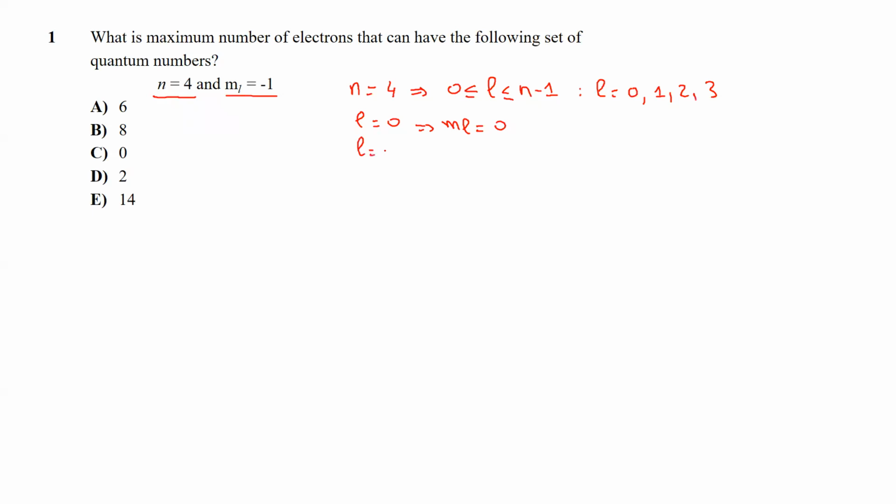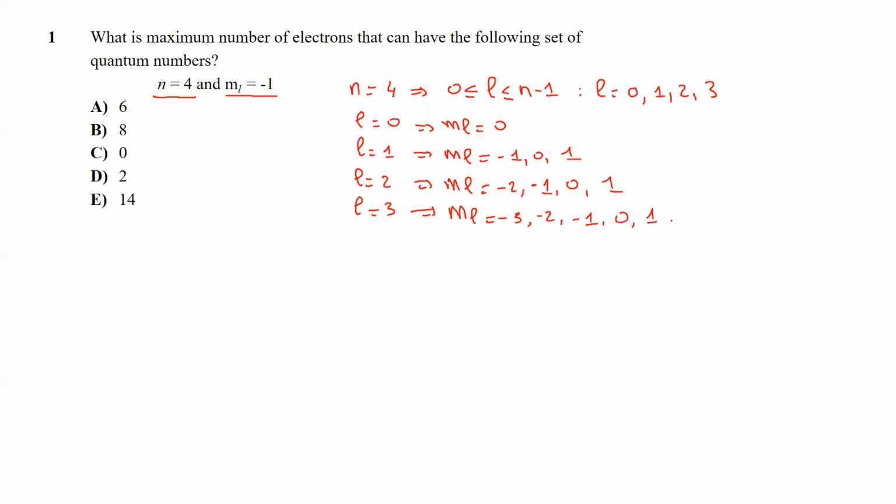When L equals 1, ml can be equal to -1, 0, and 1. When L equals 2, ml can be equal to -2, -1, 0, 1, and 2. And when L equals 3, ml can be equal to -3, -2, -1, 0, 1, 2, and 3.